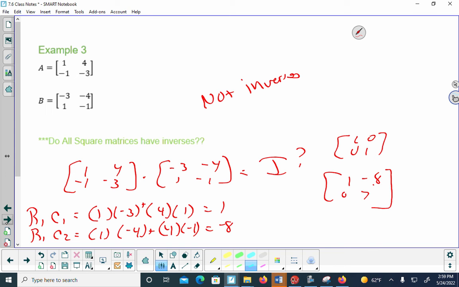And then here's a question. Do all square matrices have inverses? I'm going to be curious. I'm going to ask you that question next week in class, and let's see what you come up with.